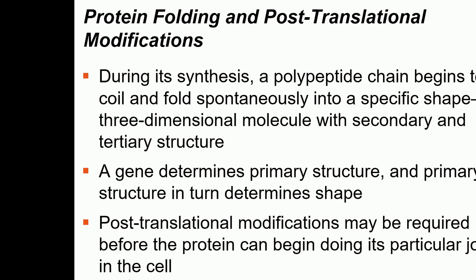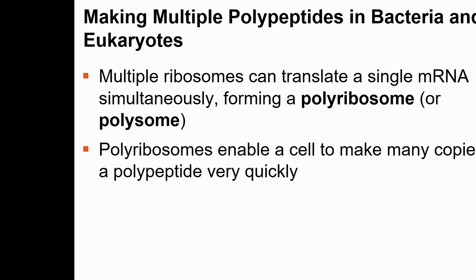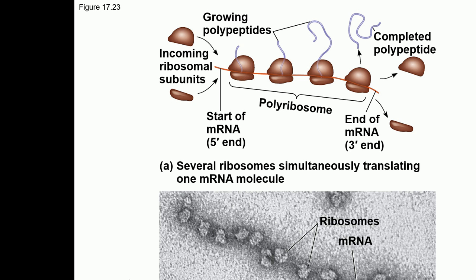Now, what is polyribosome? Polyribosome is when many ribosomes are together translating the mRNA. So you can see here this is the mRNA, and you can see how many ribosomes have attached to the mRNA, and they are all helping in the translation process.